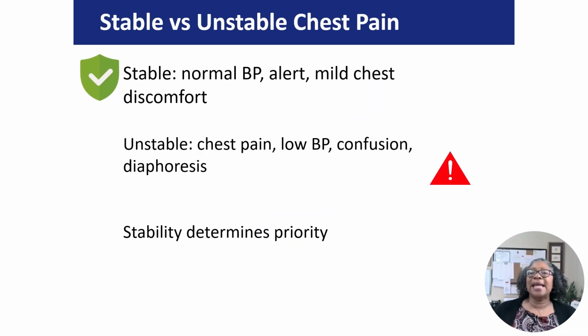Now, let's look at stable versus unstable chest pain. So, you have two patients. Patient A has some mild chest pain, their blood pressure is 132 over 84, and they're alert. Your second patient also has chest pain, but their blood pressure is 82 over 50. They have cool and clammy skin, and they're confused. So, of course, your second patient is deemed unstable. The diagnosis of chest pain is secondary. You have to look at the patient's presentation.